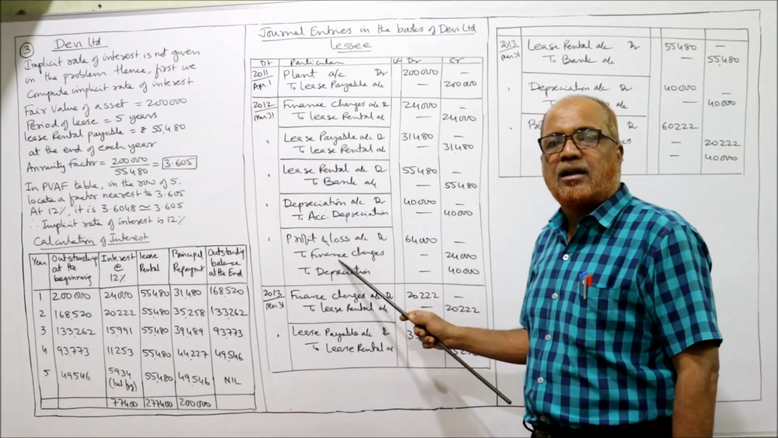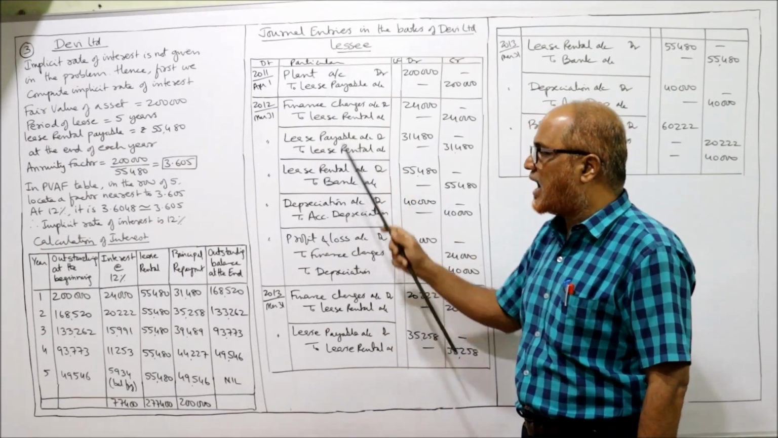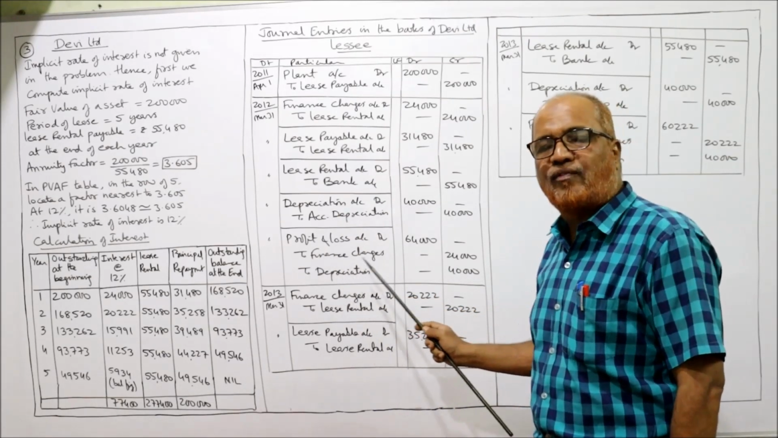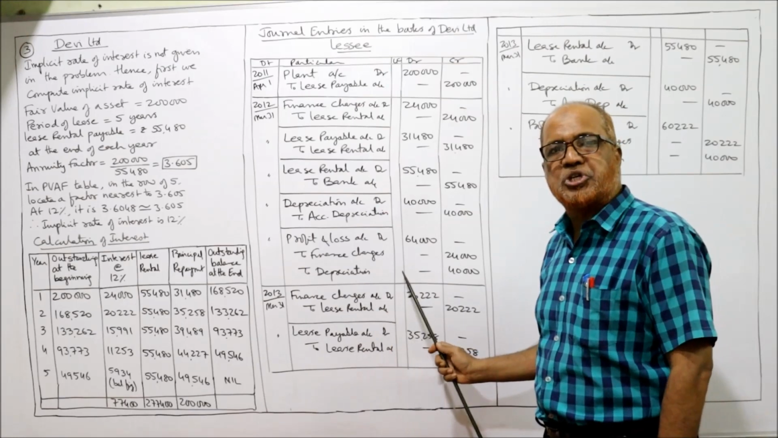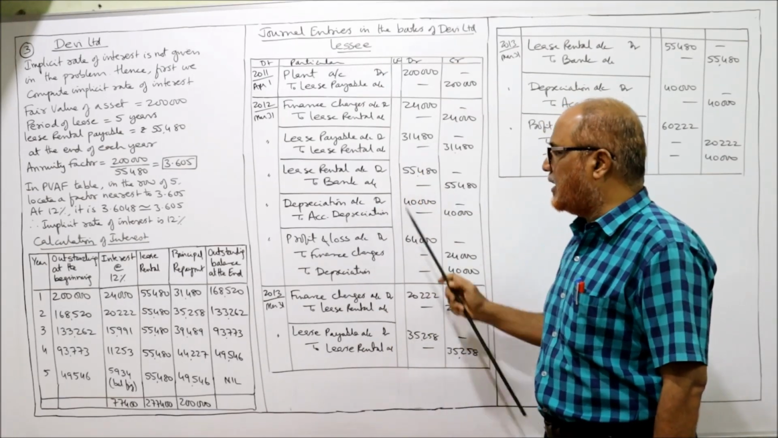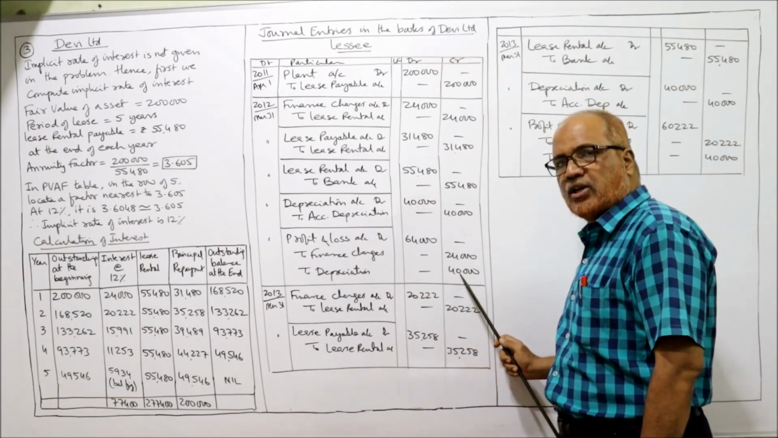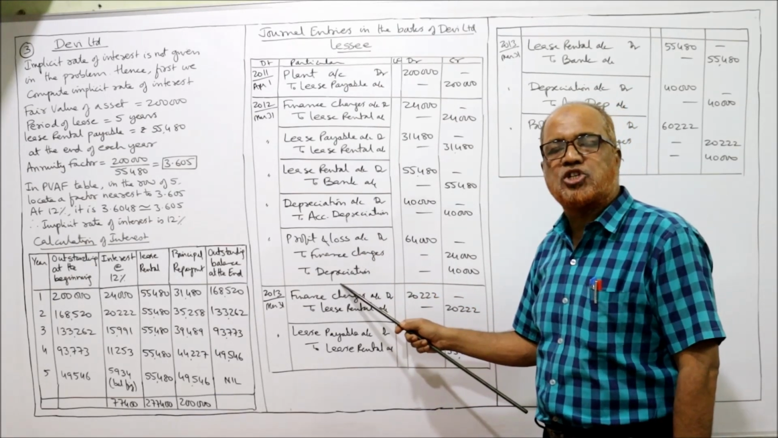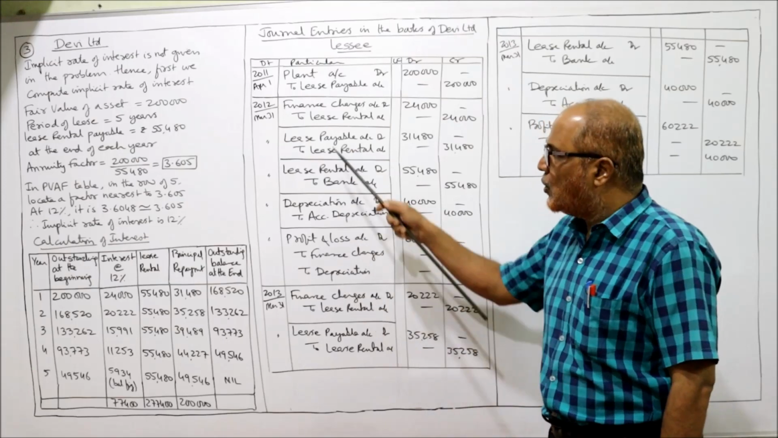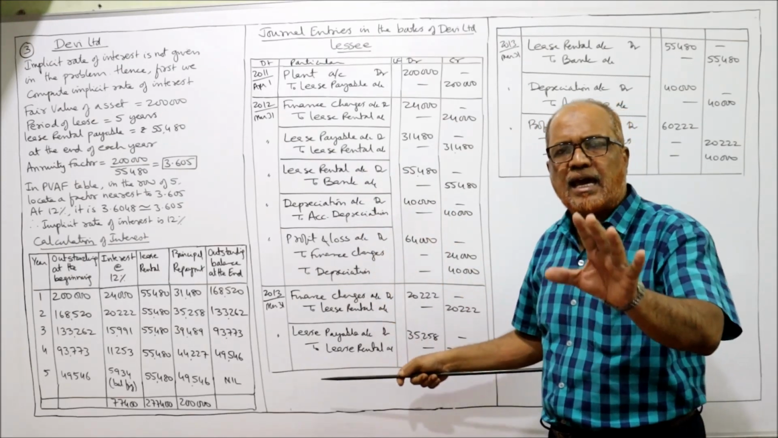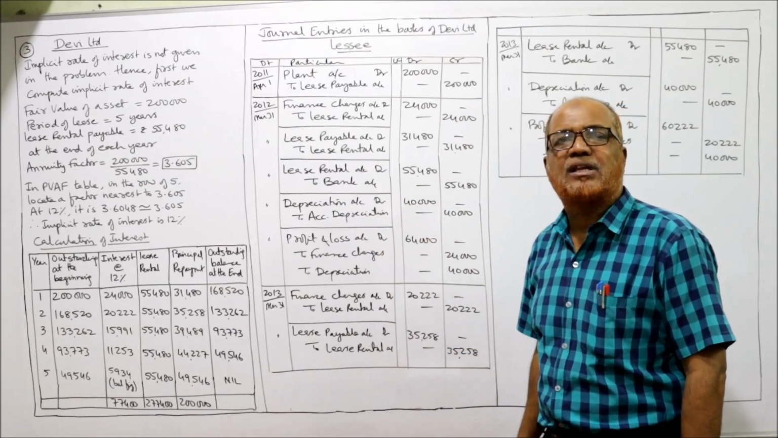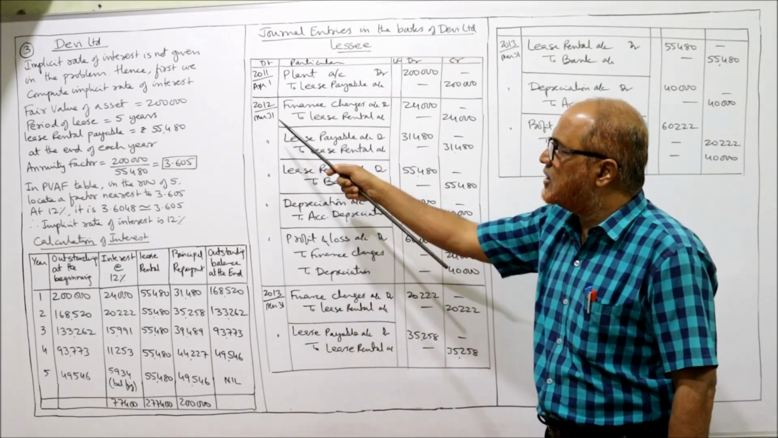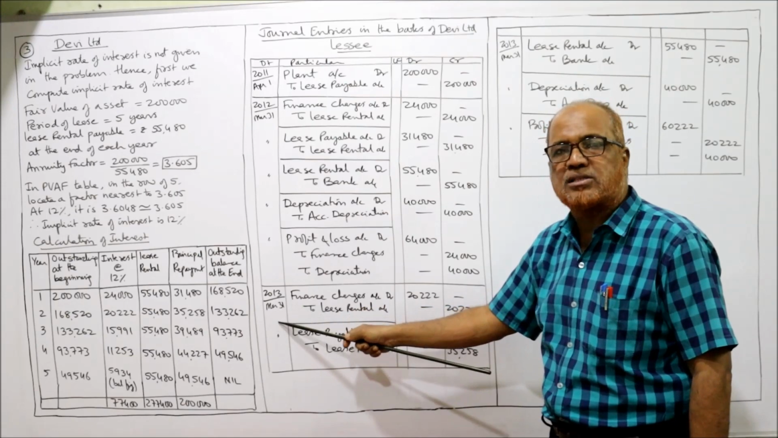Now last entry, transfer the finance charges and depreciation to P&L account. So profit and loss account debit to finance charges, to depreciation. Finance charges are 24,000, depreciation is 40,000, total 64,000, being the finance charges and depreciation transferred to profit and loss account. Over these 5 entries, the same 5 entries will be repeated for the second year.